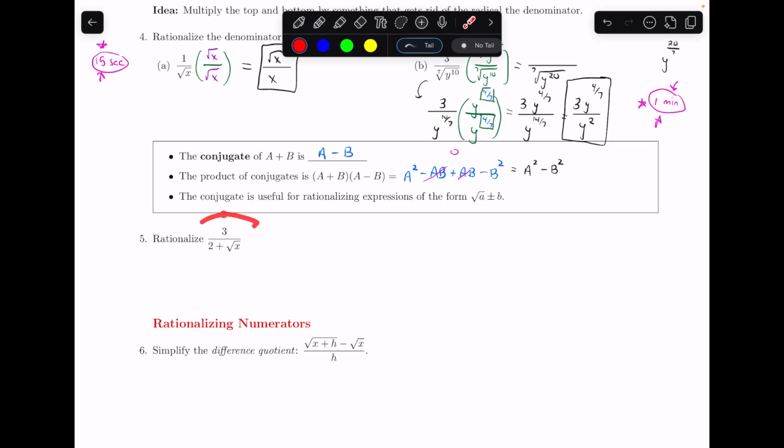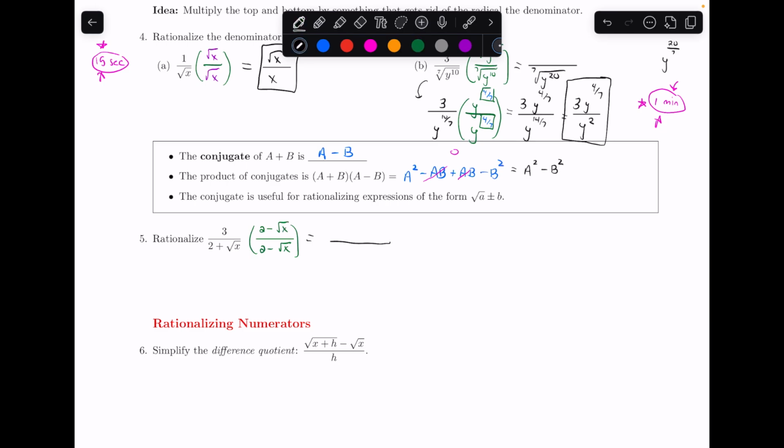Let's say I want to rationalize this fraction. So I don't just have one root by itself. That's why this thing won't be as helpful. Let's try multiplying this by the conjugate. So I'll do that on the top and the bottom. The conjugate of this is, change this sign to a minus. I'll get 2 and then minus root x. Same thing on the top, 2 and then minus root x.